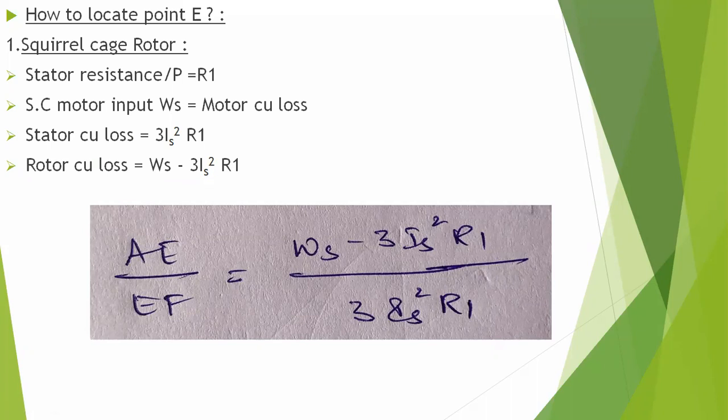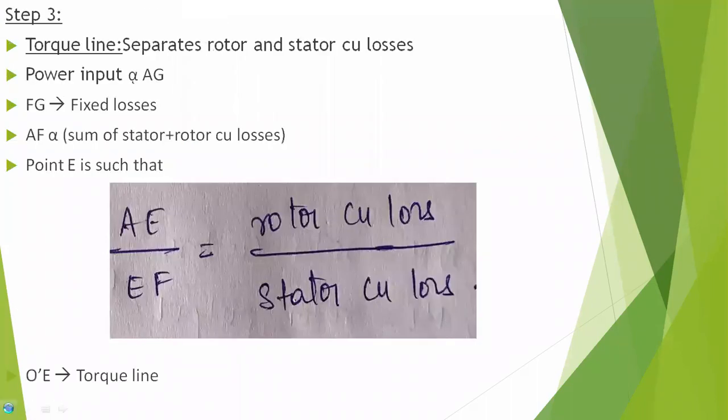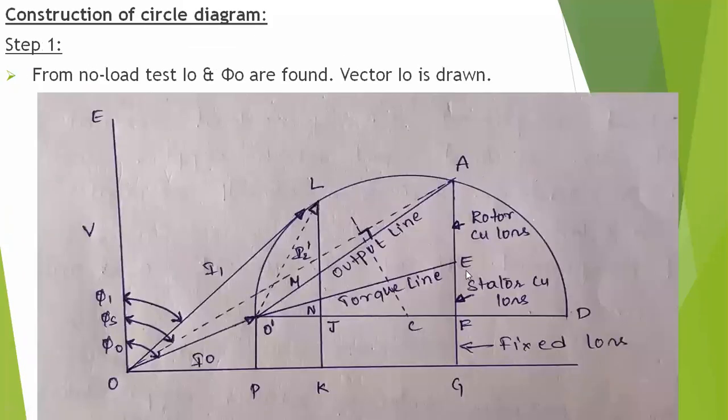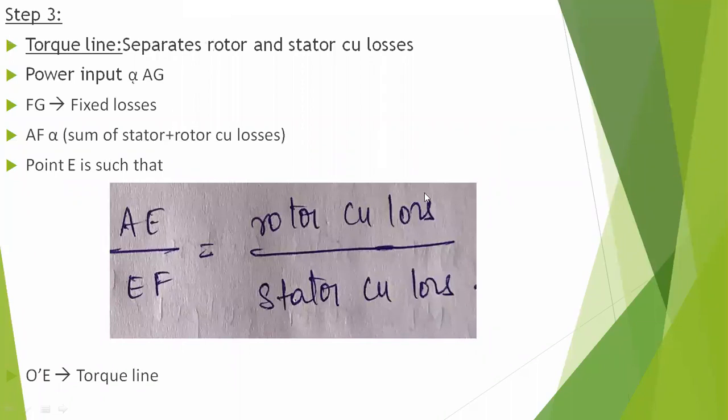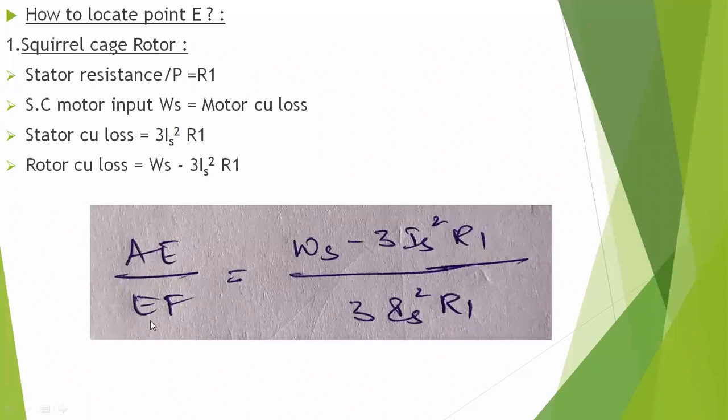Okay, so from this, AE by EF will be equal to, AE is nothing but rotor copper loss, and EF is stator copper loss. If I substitute the formulas, AE by EF is rotor copper loss by stator copper loss. So rotor copper loss is WS minus 3Is square R1, and stator copper loss is 3Is square R1. From this, you will get the point E. So this is the procedure for squirrel cage rotor.